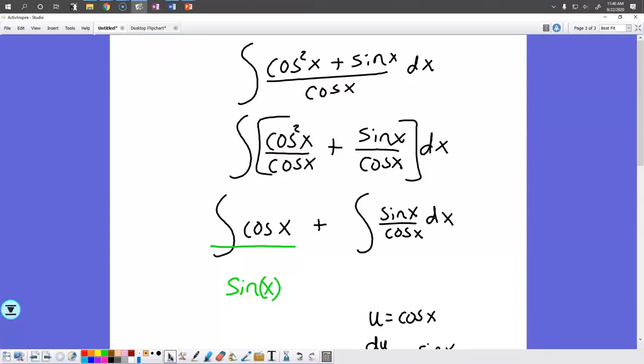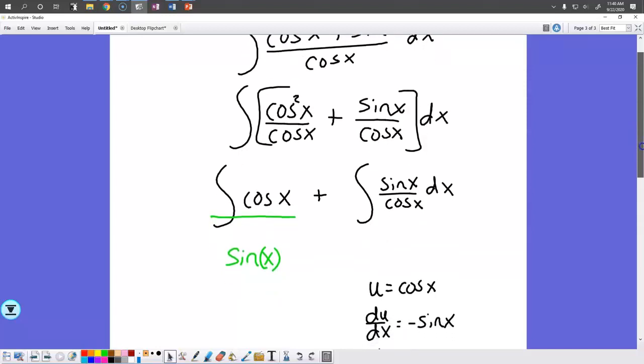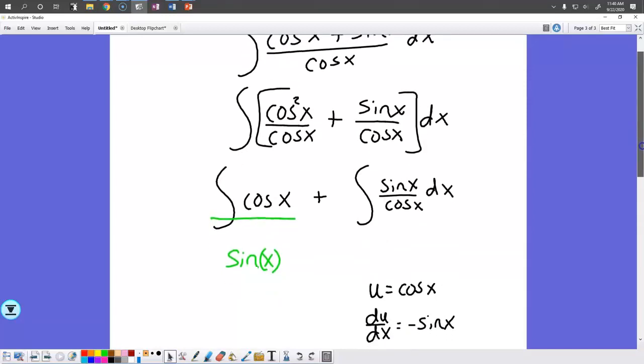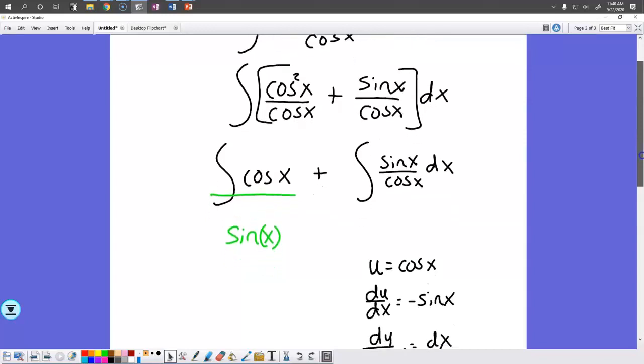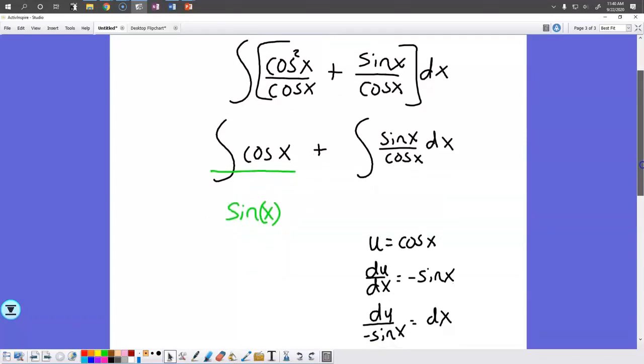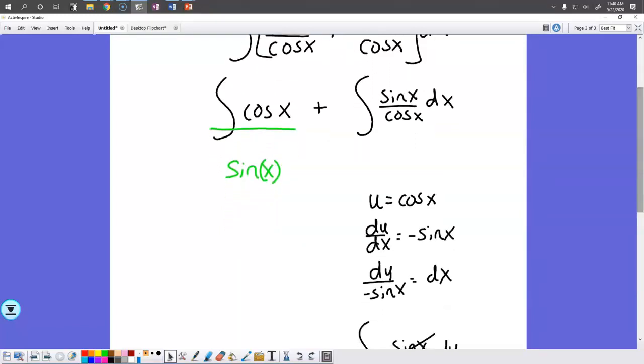We're going to let the u be equal to the denominator, which is cosine x. And then I'm going to find the derivative of that with respect to x, which is negative sine x. And then we get the dx by itself and we end up with this. Then we do our u substitution.